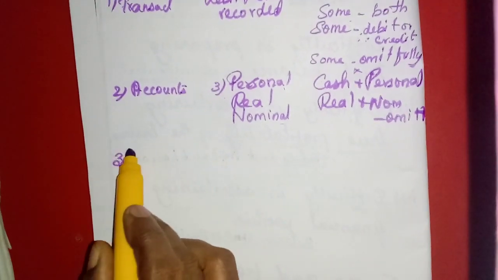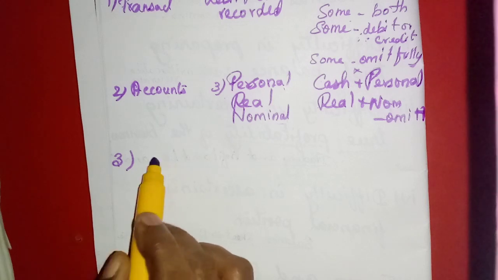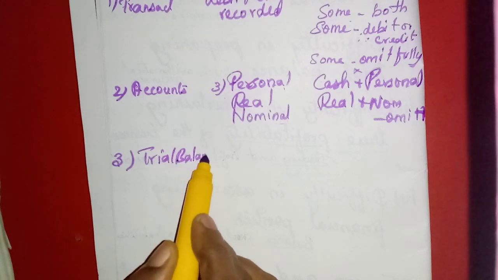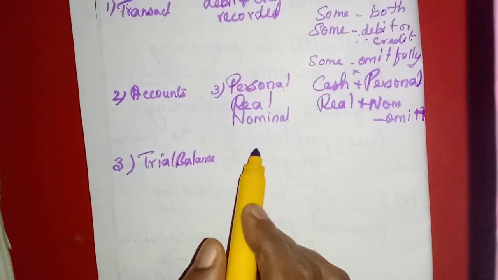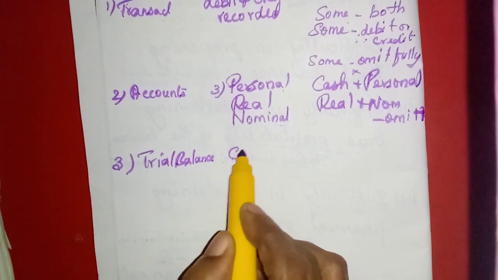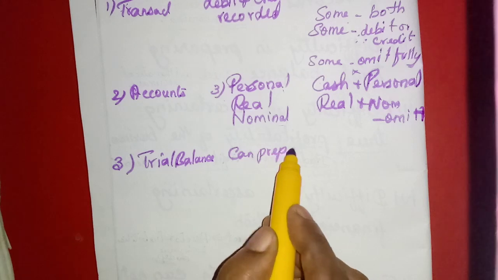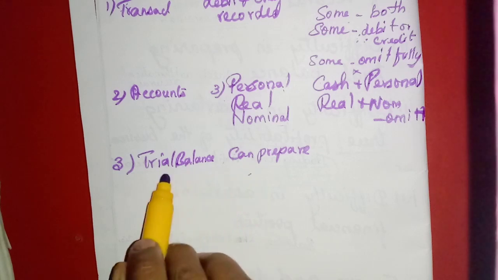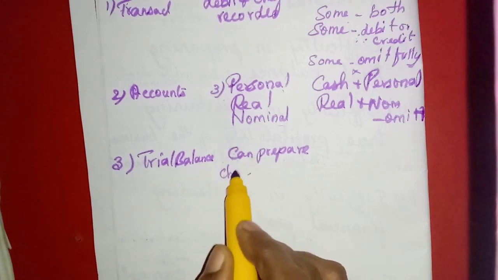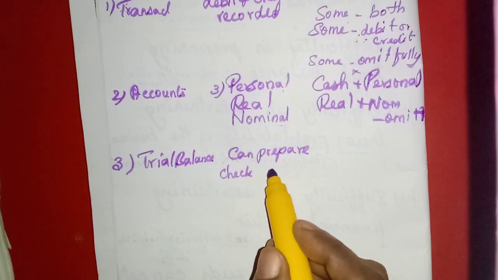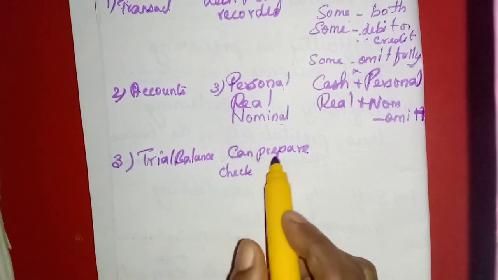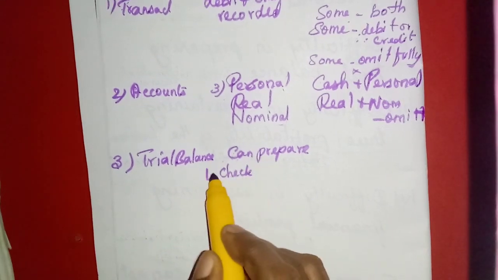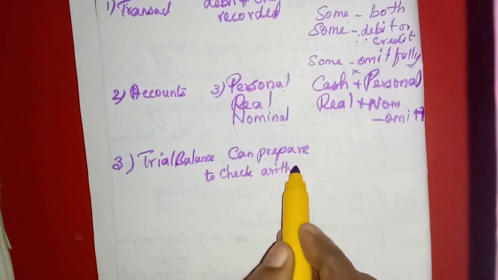The third one, preparation of trial balance. In the introduction I told you, here we can prepare the trial balance, isn't it? What is the purpose of preparing this trial balance, you know? We can check the arithmetical accuracy. We have studied this in the trial balance lesson, isn't it? So we can prepare the trial balance, and it is possible to check the arithmetical accuracy.